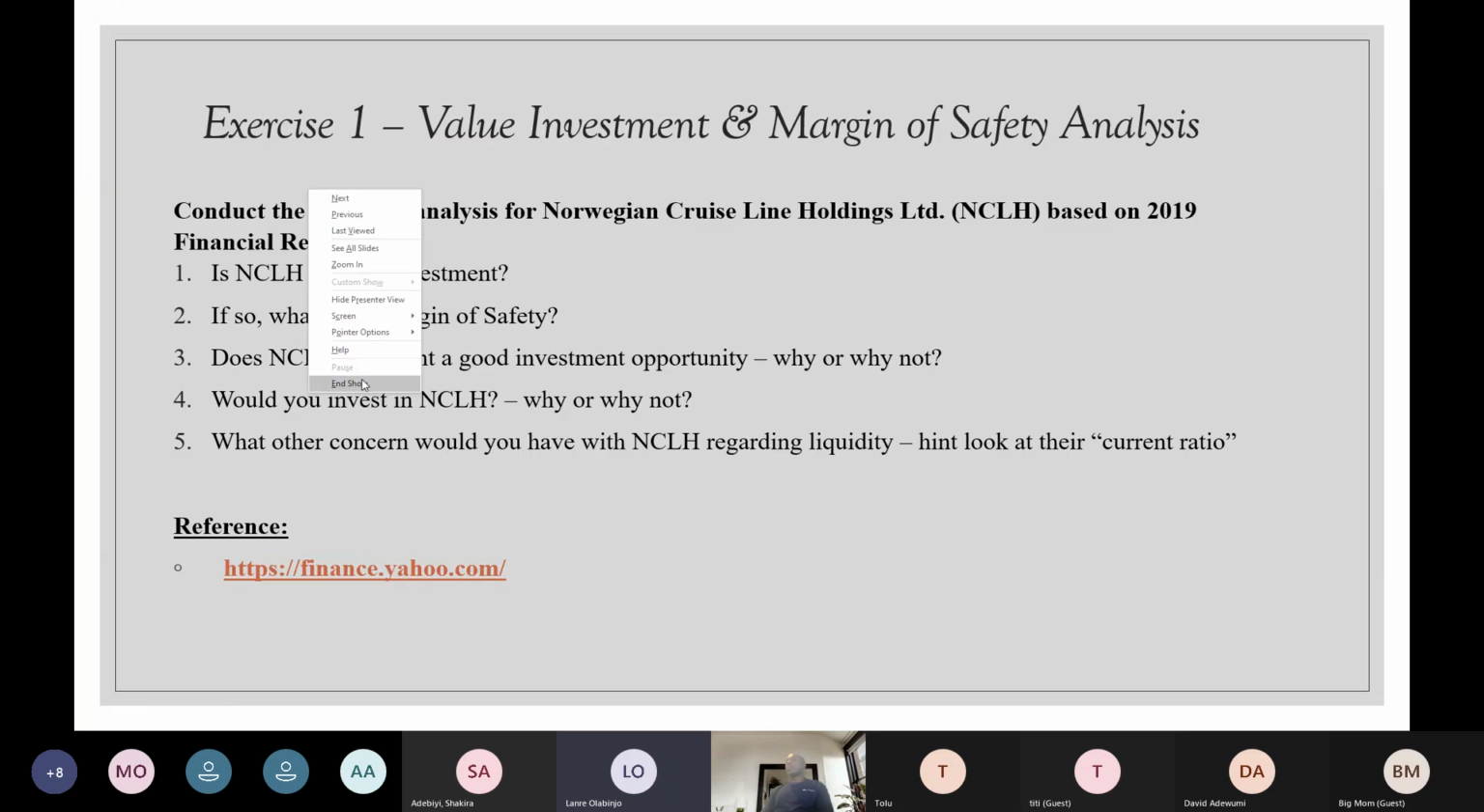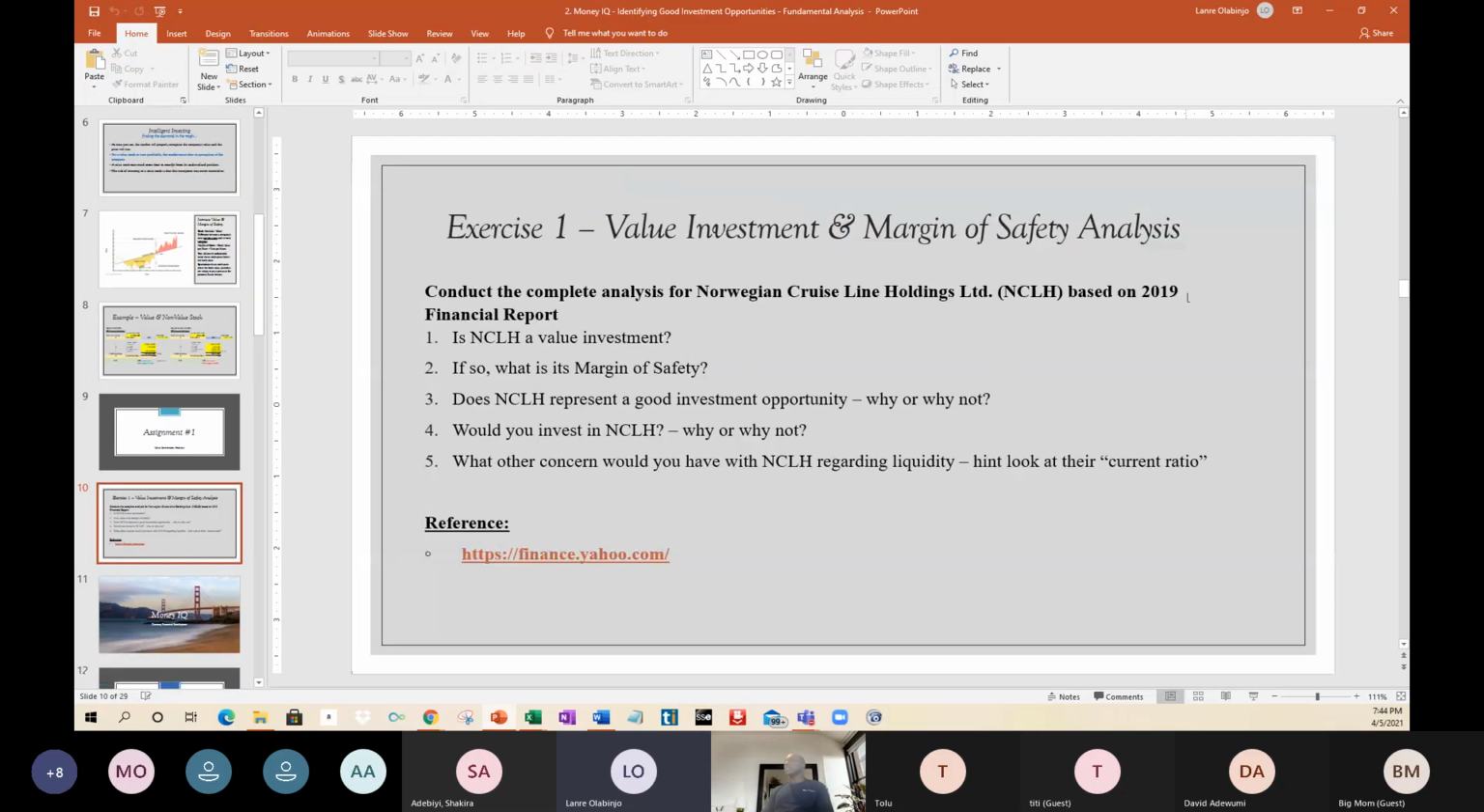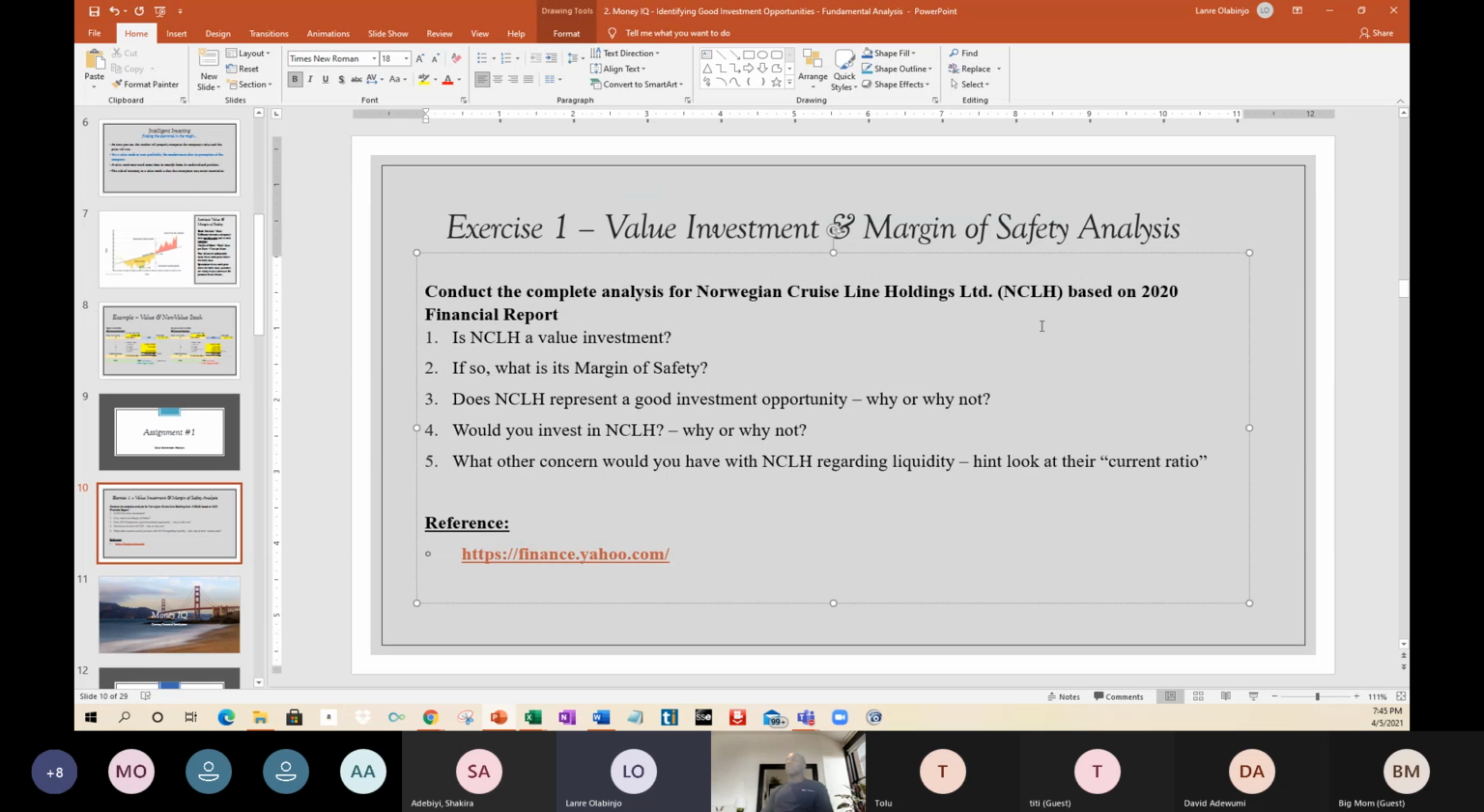The question was to do this analysis for 2019, because when I put this together, it was in 2020. But now they have a more recent financial report. So I want to look at the more recent financial report, also to Tolu's point earlier on. Based on the 2020 financial report, are they still a good investment? But I won't do NCLH for you because that is your assignment, right? I will do Walmart. I will conduct the same analysis for Walmart.